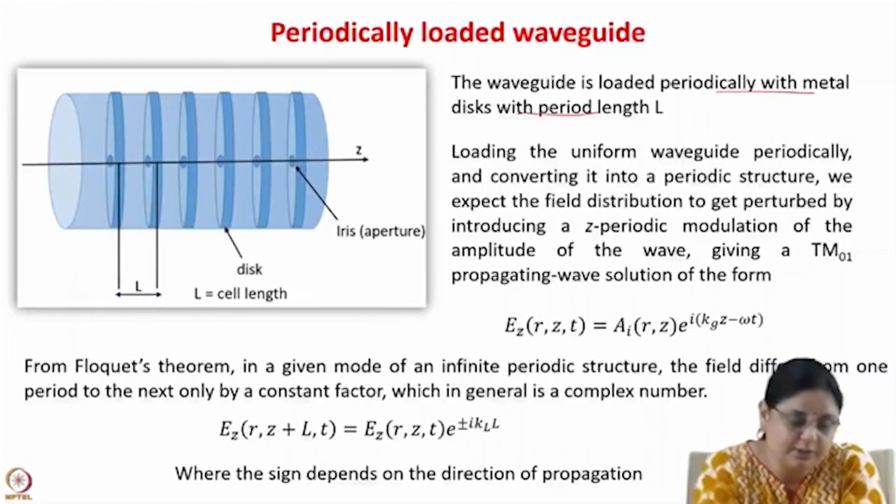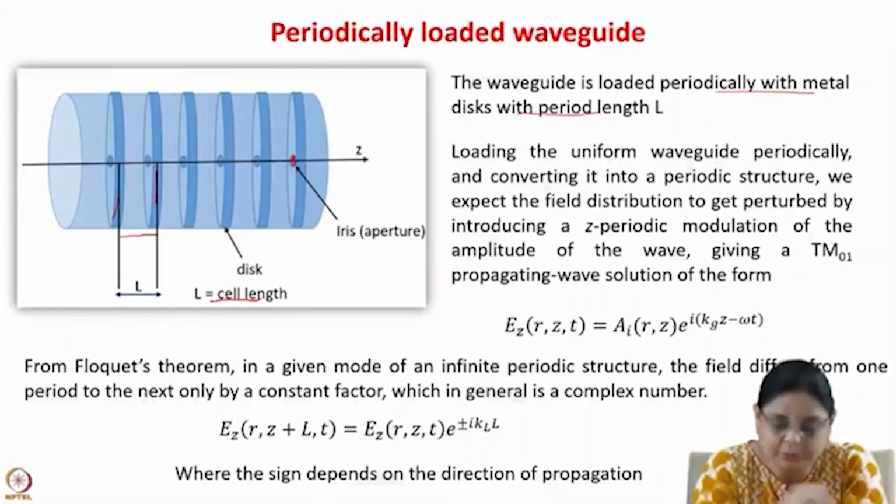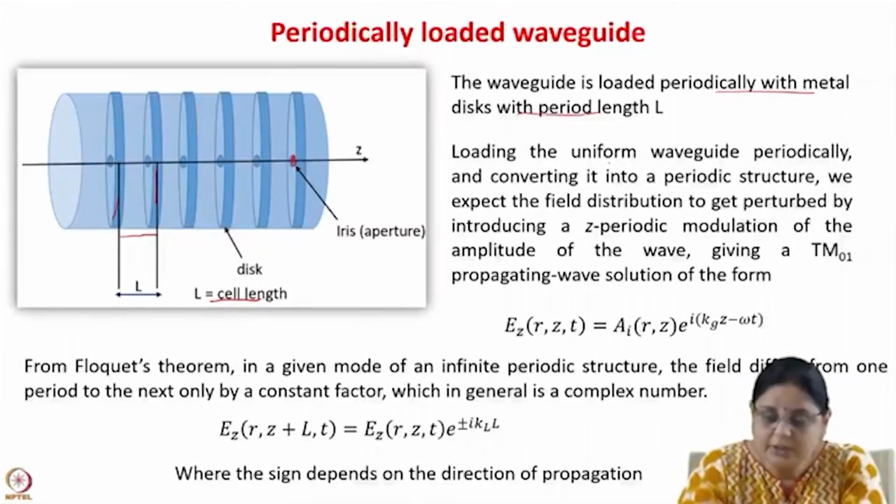Okay, as you can see here, these are metal discs, and they are separated by some uniform distance L. This L is known as the cell length, and there is an aperture here for the beam to pass through. Now, by loading the uniform waveguide periodically and thus converting it into a periodic structure, we expect that the field distribution will get perturbed by introducing a Z periodic modulation of the amplitude of the wave.